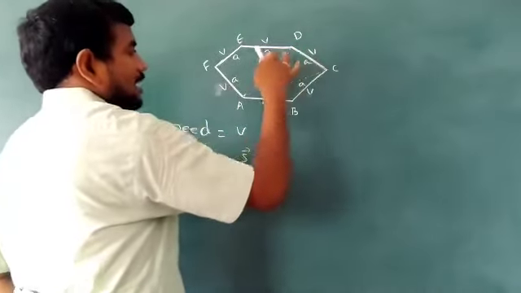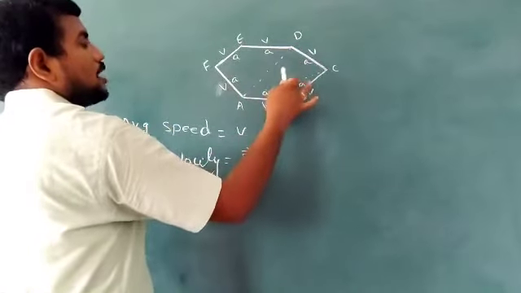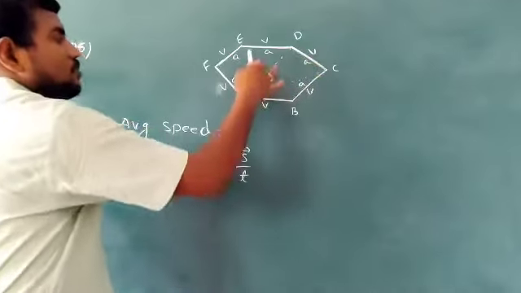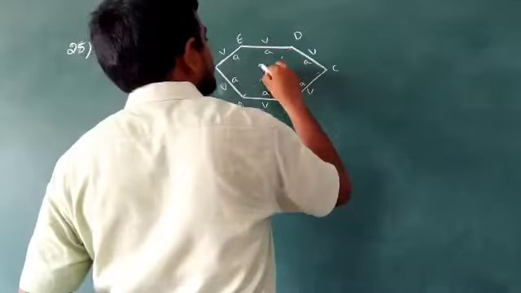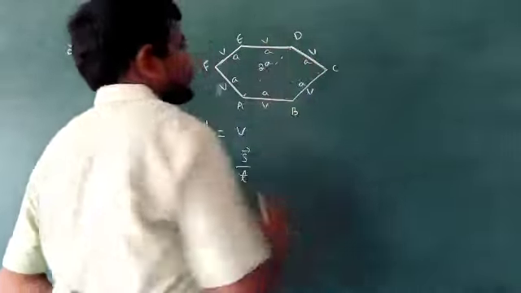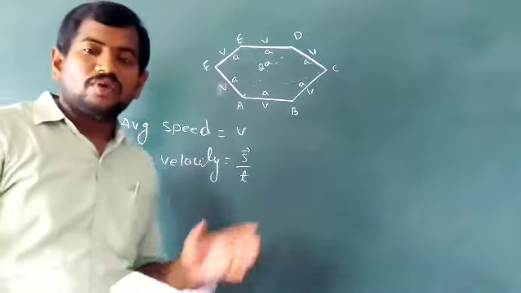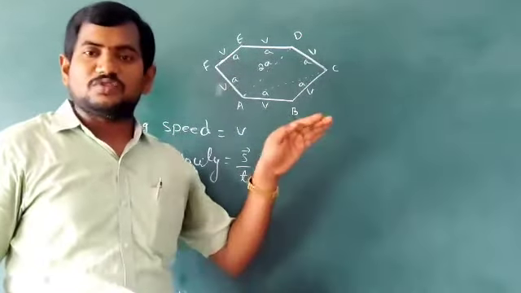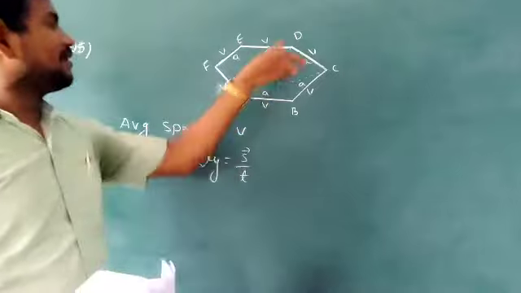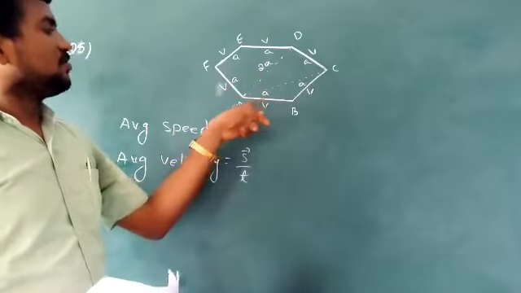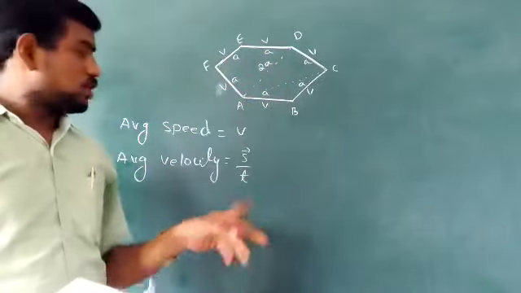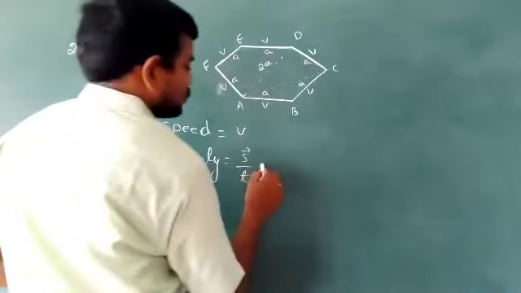So now you can calculate this one. Root 3a whole square plus a square, by simplifying this you will be getting this A to B as 2a. This is what we have seen in the displacement problems already. A to B in a regular hexagon means double that of each side, that is 2a. So here displacement is 2a.